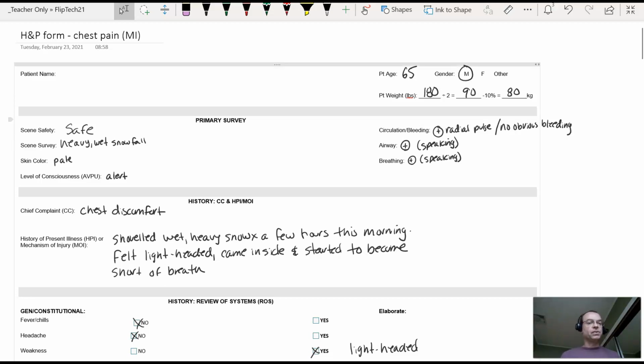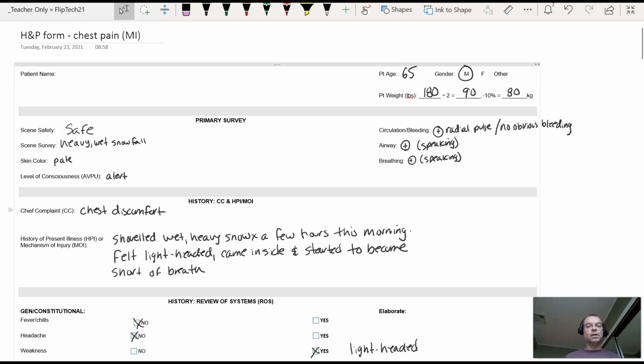Primary survey, the scene is safe. There is scene survey or clues, heavy wet snowfall. When they first encounter the patient, he is pale, he is alert, he has a radial pulse that is present, there's no obvious bleeding, he is speaking so his airway is patent, and he is speaking so he is breathing adequately. His chief complaint is chest discomfort.